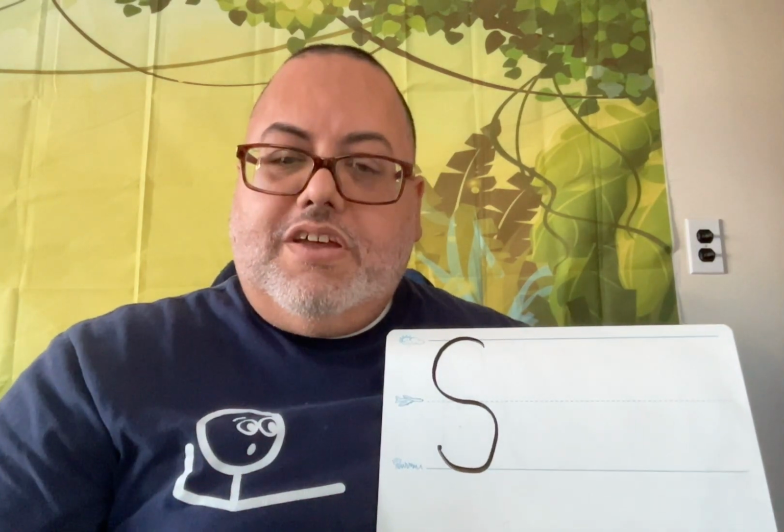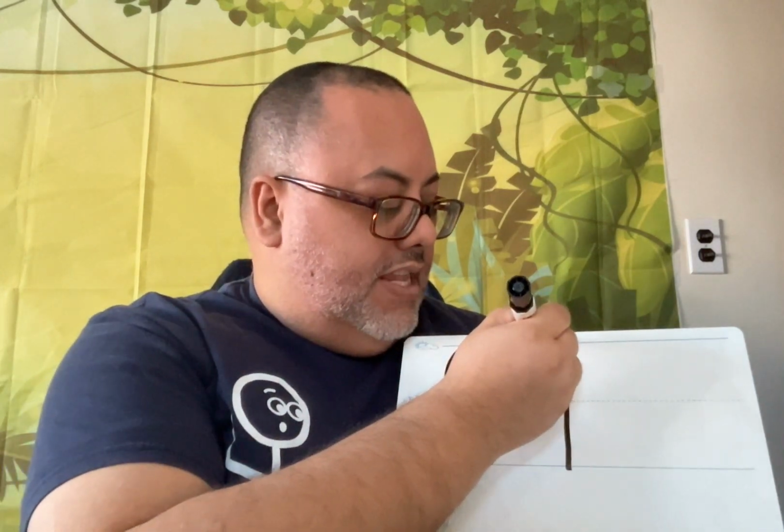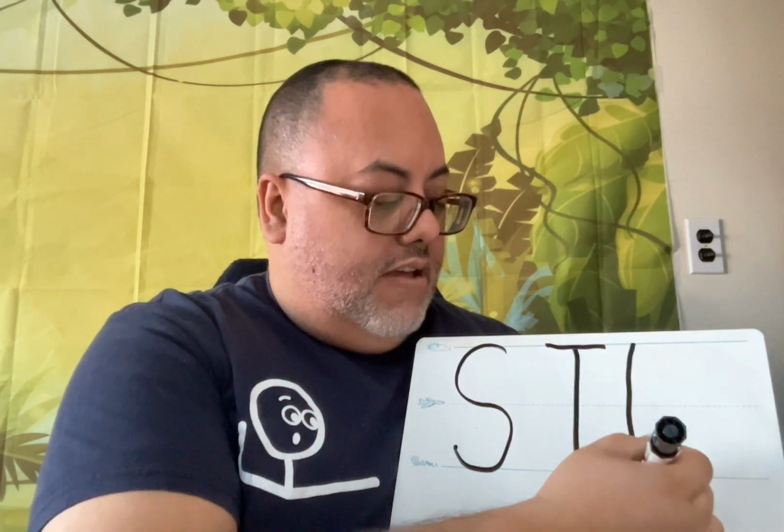Now, capital S. Capital S starts on the sky and comes down like a swivel, like a snake, down to the grass. That's capital S. Capital T, just like the I, you start on the sky, come down to the grass, and then you go across the sky. And that's it. Capital U, you start on the sky, come down to the grass, touch the grass, and come back up, and that's it.